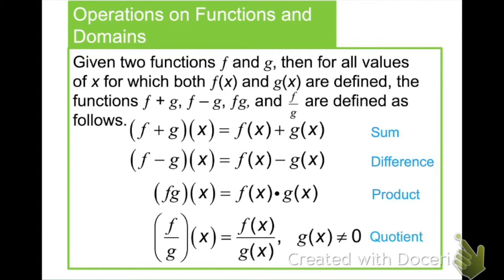And then we have f divided by g of x. That's just dividing our two functions. Here we note that function g cannot equal 0, or else we would be dividing by 0, which is an undefined situation.